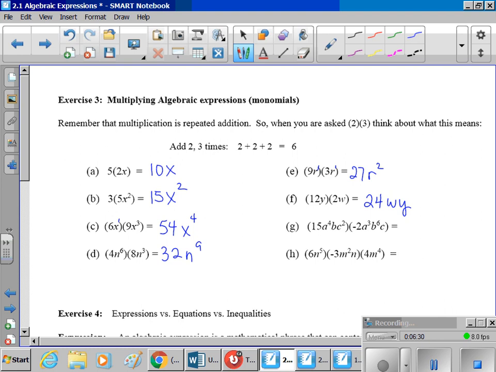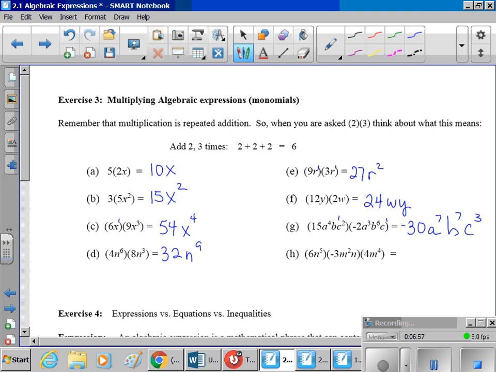Do the coefficients first. 15 times negative 2 is negative 30. And now we have an A, a B, and a C. So A, we have a to the fourth, a to the third, add them together, a to the seventh. B, don't forget about the 1 that's here, so B to the seventh. And C, there's a 1 here, C to the third. Take it step by step.